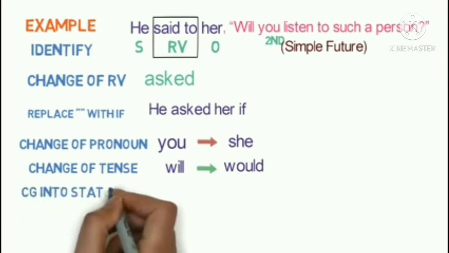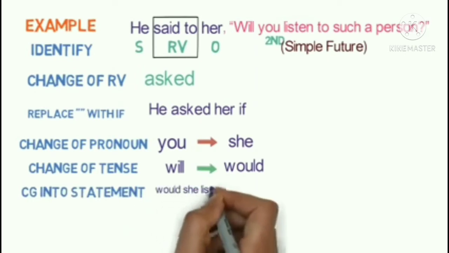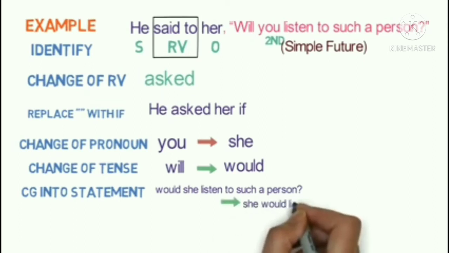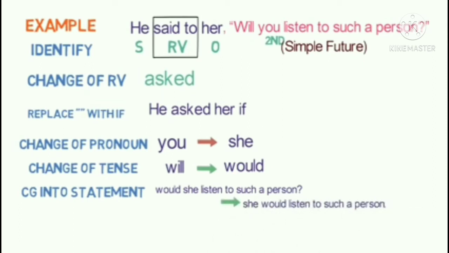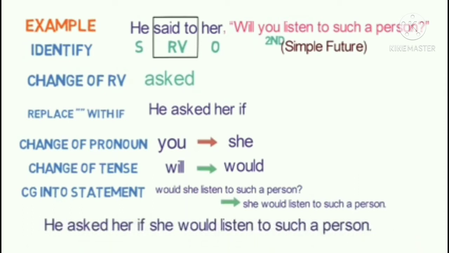The last step is to convert a question into a statement. After the 6 steps, the statement is, would she listen to such a person? And on applying the 7th step, the statement will become, she would listen to such a person. The final indirect statement will come as, he asked her if she would listen to such a person.